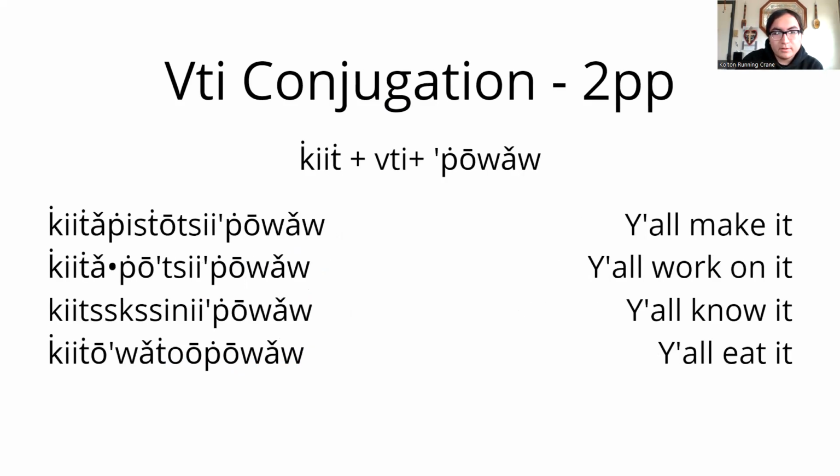For the second person plural, it's pretty much the same thing as the VAI. So kit, your verb, ishpoa. You all make it would be kitapestotishpoa. You all work on it would be kitapotishpoa. You all know it would be kitsksenishpoa. You all eat it would be kitowattupoa.